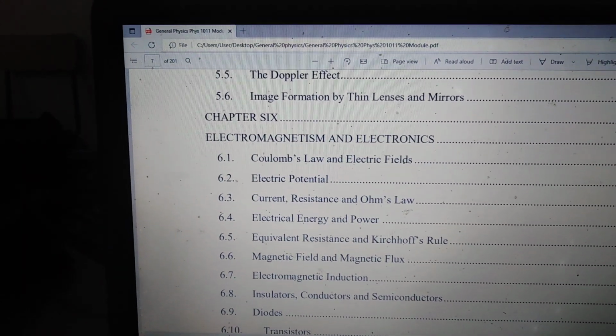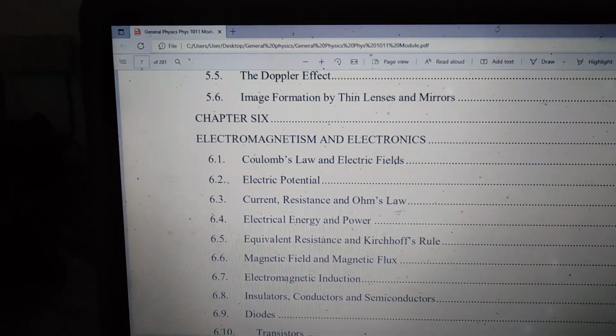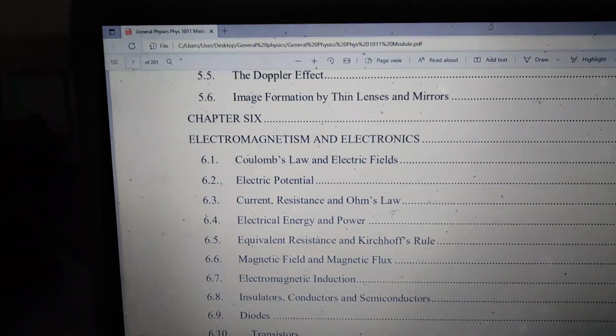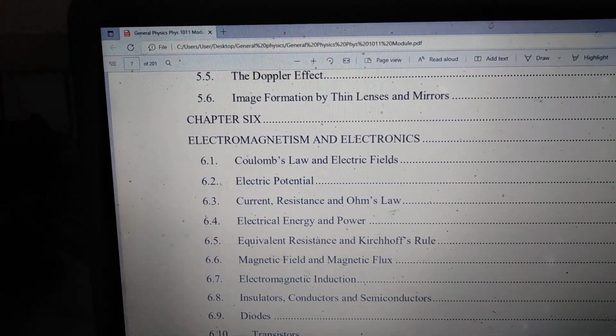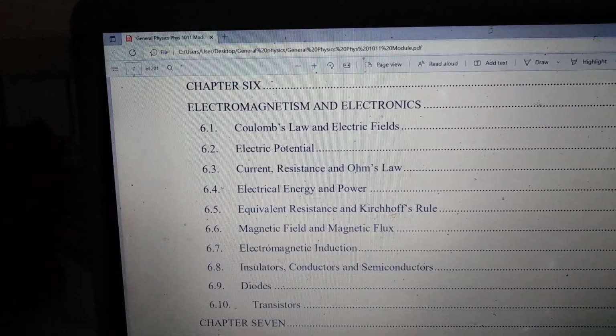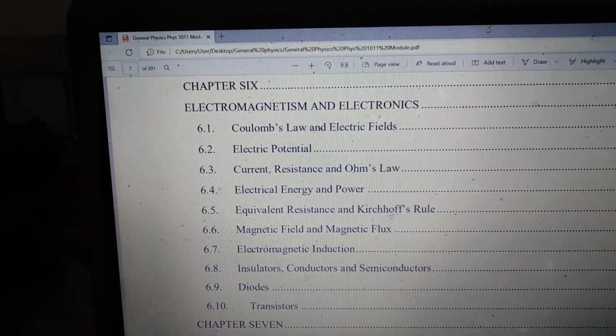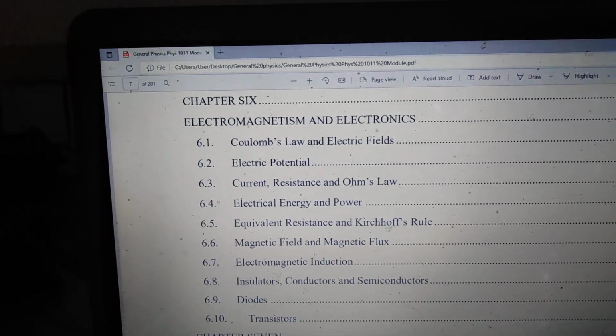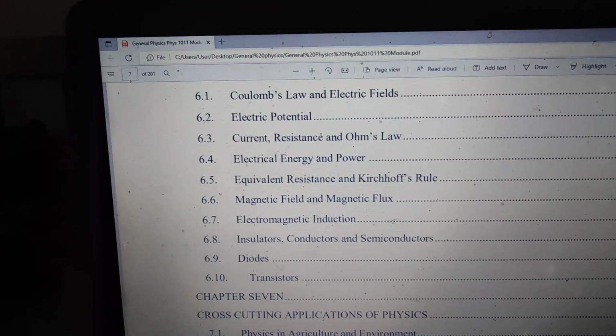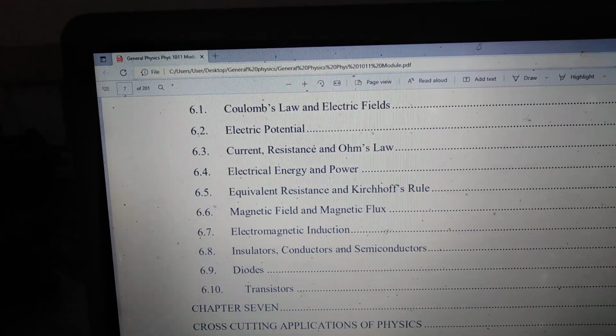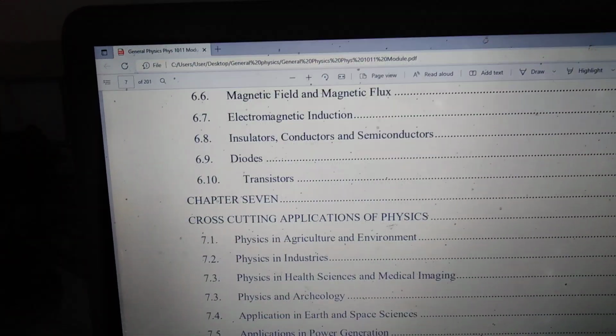Coulomb's law and electric fields, electric potential, current, resistance, and Ohm's law, electric energy and power, equivalent resistance and Kirchhoff's rules, magnetic field and magnetic flux, electromagnetic induction, insulators, conductors and semiconductors, diodes, and transistors.